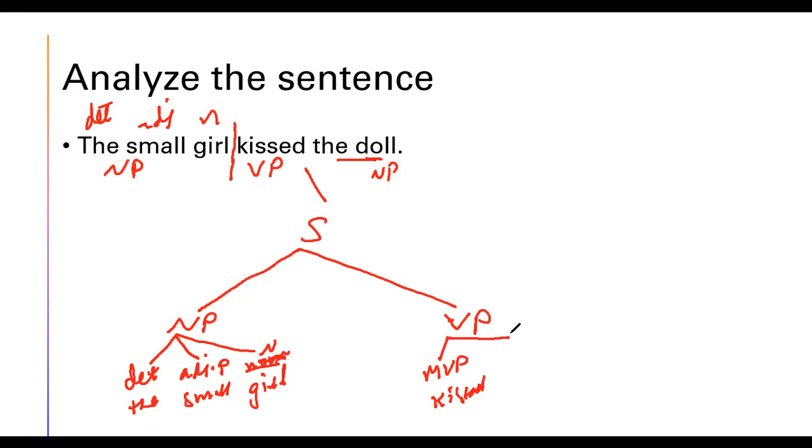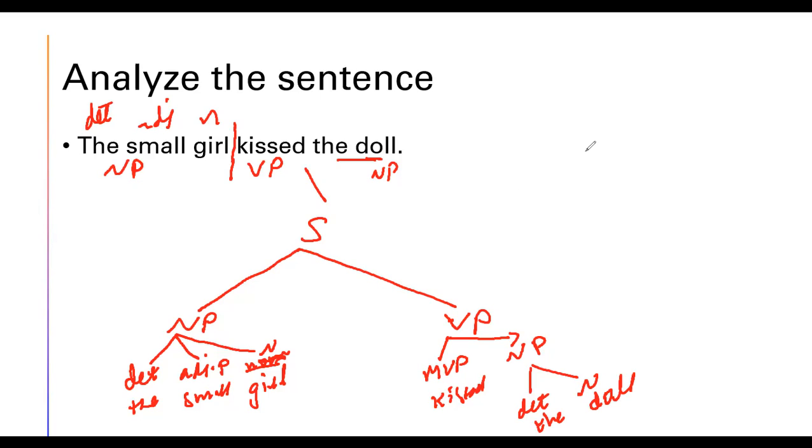And we have a noun phrase here, that is NP, which further divides into two. One is a determiner, another is a noun. So here we have the determiner the, and the noun is doll. So you can see the small girl kissed the doll. And this is how we have been able to analyze it.